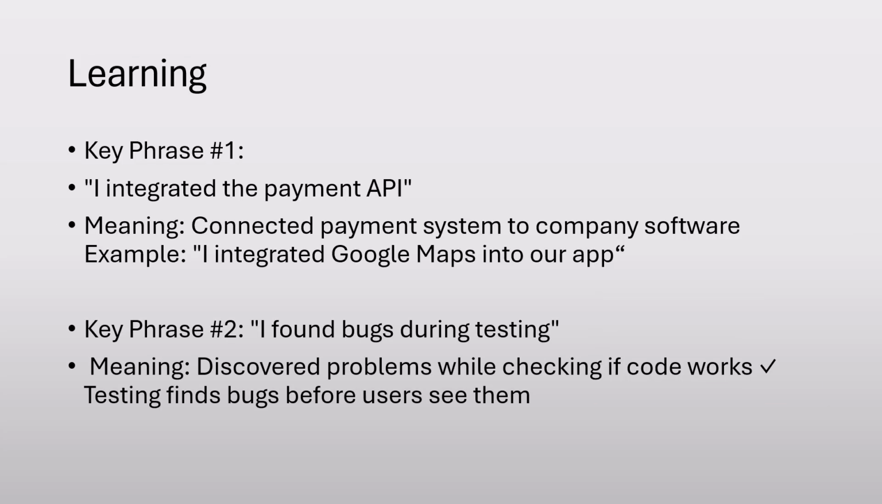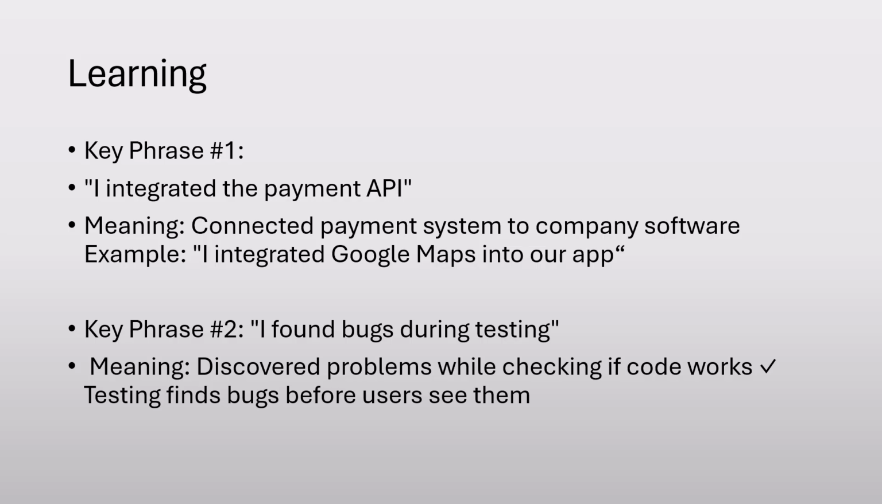Let's pause the story here and look at 2 important phrases Omar used. He said, "I integrated the payment API." This means he connected the payment system to his company's software. Integration is a common task for developers. For example, a developer might say, "I integrated Google Maps into our app." He also said, "I found bugs during testing." This means he discovered problems while checking if the code works correctly. Testing helps find bugs before users see them.